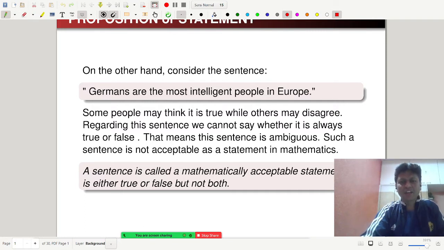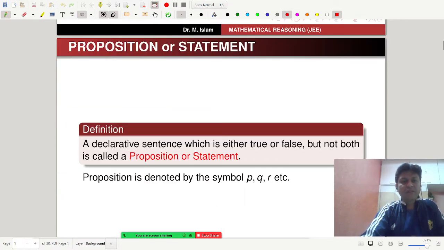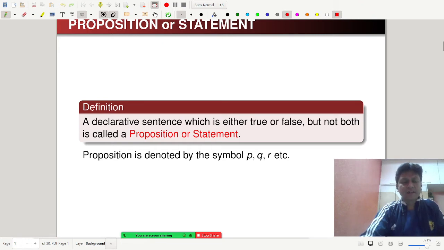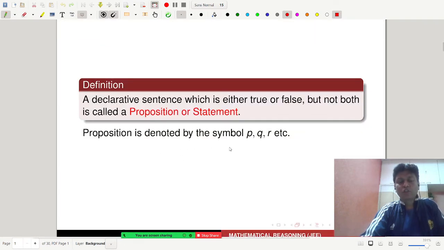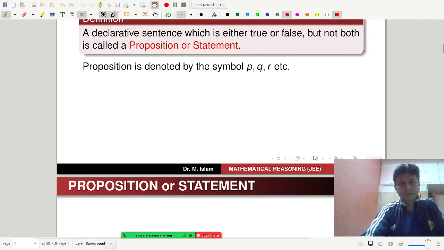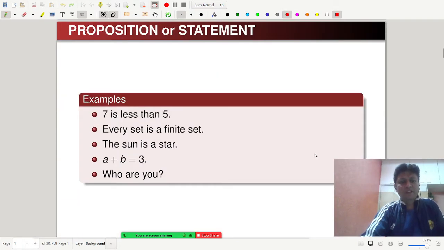That is the main idea of the statement or proposition. So if we define it once again, a declarative sentence which is either true or false but not both is called a proposition or statement. A proposition is denoted by the symbols P, Q, R, etc. Okay, these are the symbols we are going to use. Now I will give you some examples. 7 is less than 5. Yes, it is false. So it is a declarative sentence. It is a proposition or statement.